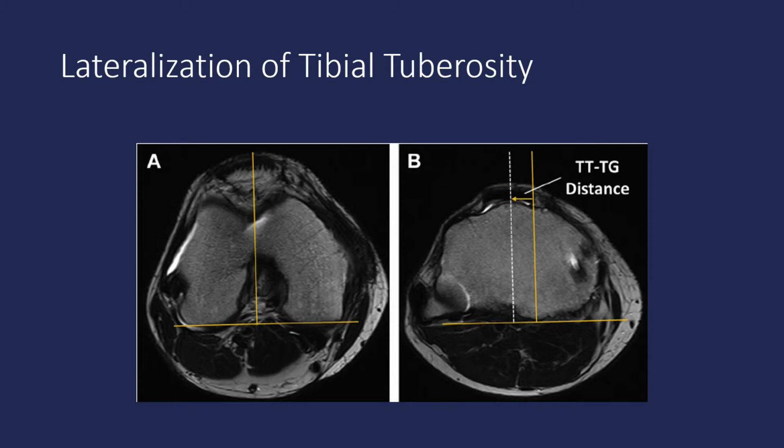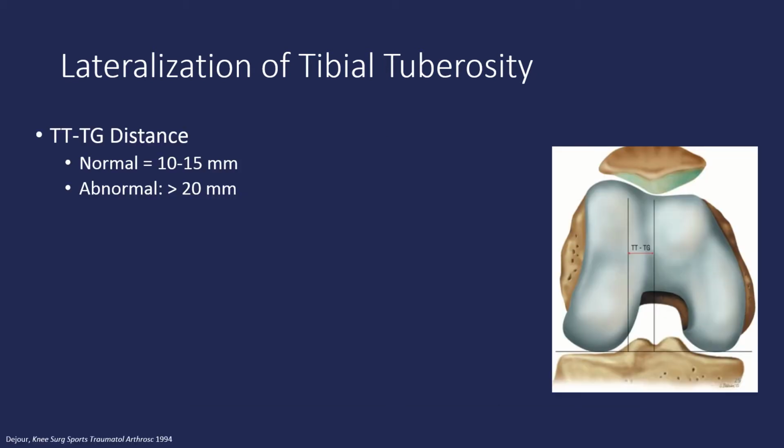In image B, the two yellow reference lines from image A are superimposed. A second vertical line, drawn as a white dotted line, is extended through the center of the patellar tendon attachment on the tibial tubercle. The distance between these two vertical lines is then measured, representing the TT-TG distance.